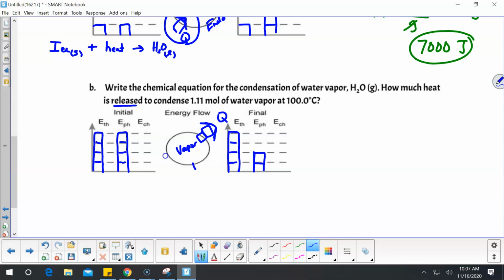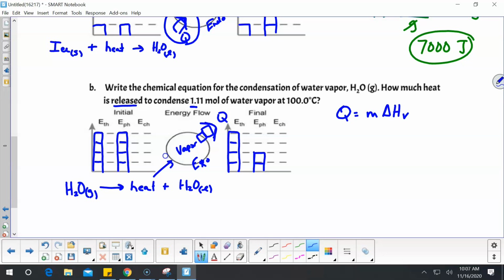There's my Q, so it's exothermic. If I wrote my equation here, I'm going to start with this vapor, water vapor. I'm just going to write it as water and say it's a gas. I'm going to release heat right here, showing that, plus then I'm going to be left with water that is a liquid. There's my equation. Now for this one, Q equals the mass, and since we're talking about between a gas and a liquid, it's going to be the heat of vaporization.